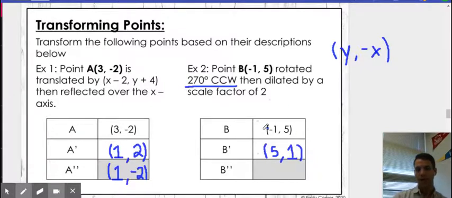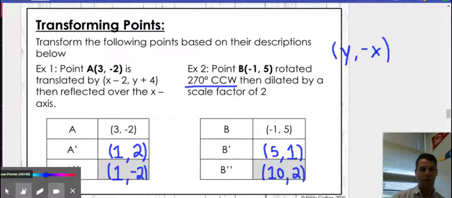So now we're going to dilate this point by a scale factor of 2 with respect to the origin, which just means we have to double both of those values to (10, 2). And you can see that we have adjusted these to be some new values.